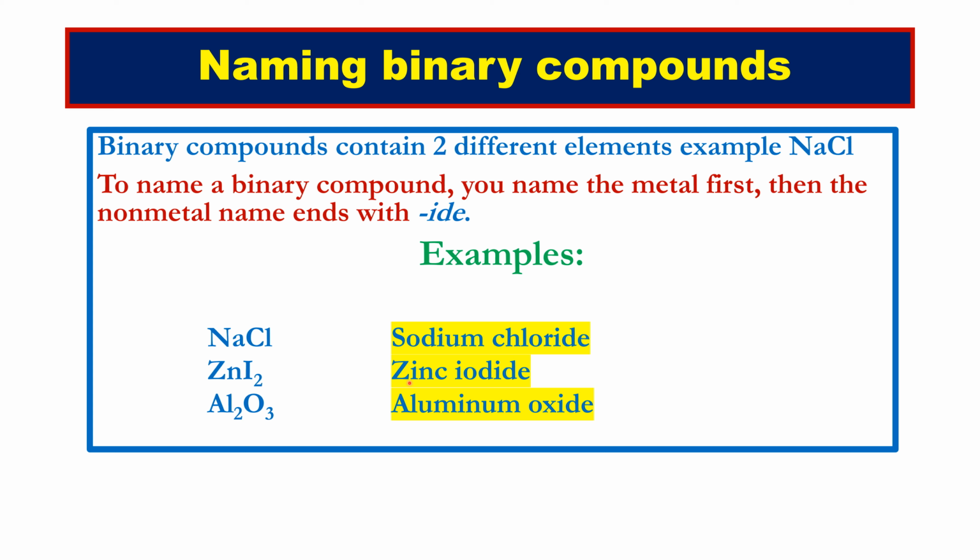ZnI2 is zinc iodide. We name the metal first, and the last element, which is a non-metal, we end the name with -ide. Al2O3 is aluminium oxide. So always we name the metal first, and then the last element, which is a non-metal, we end the name with -ide.